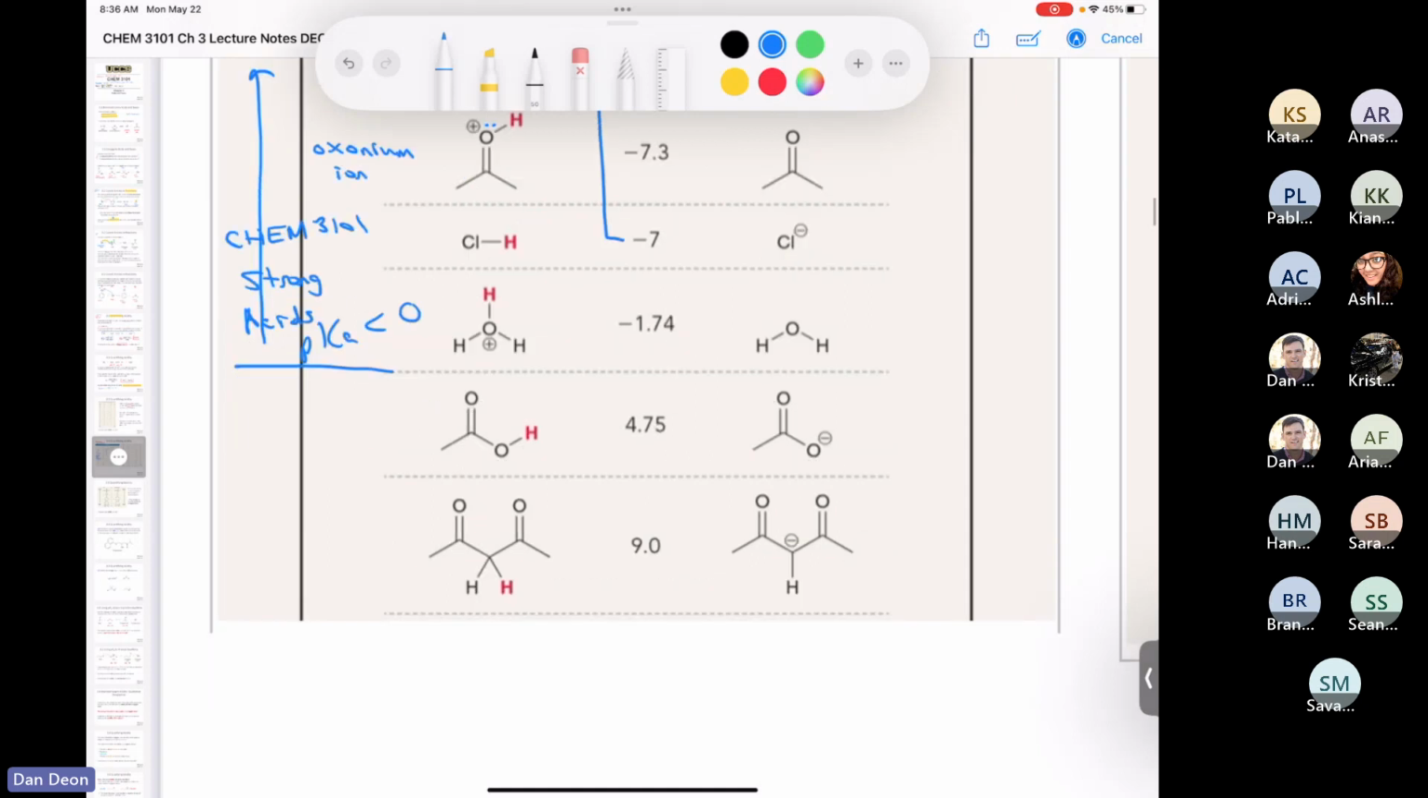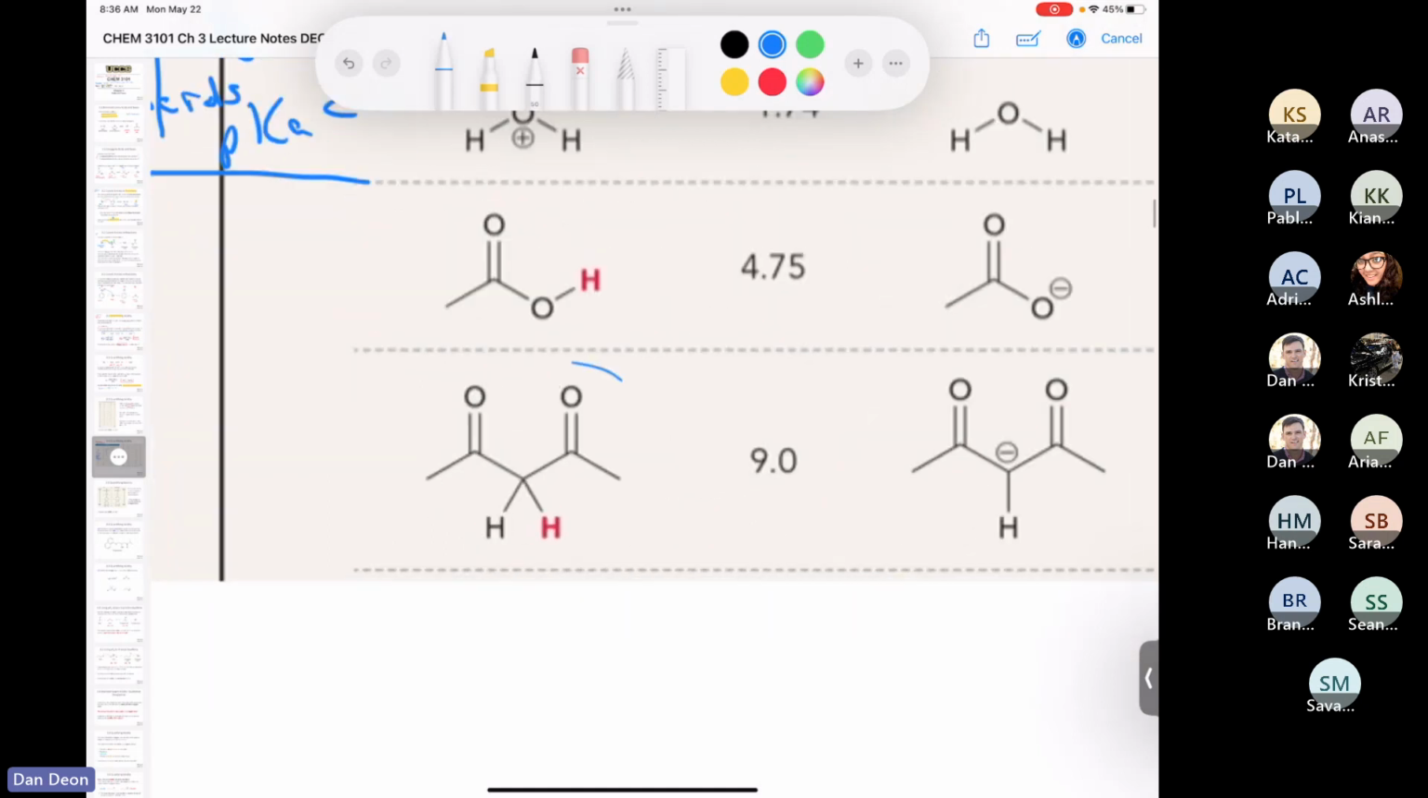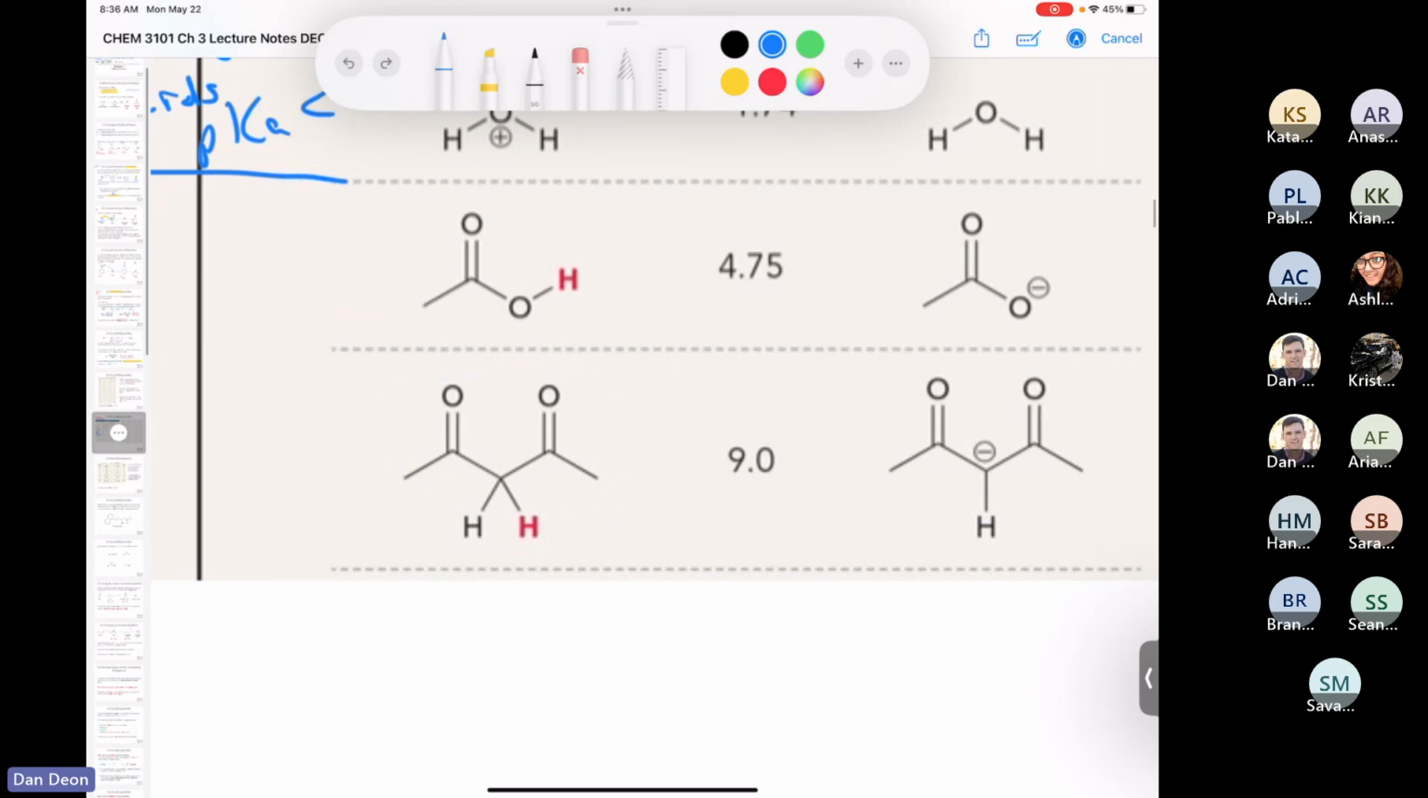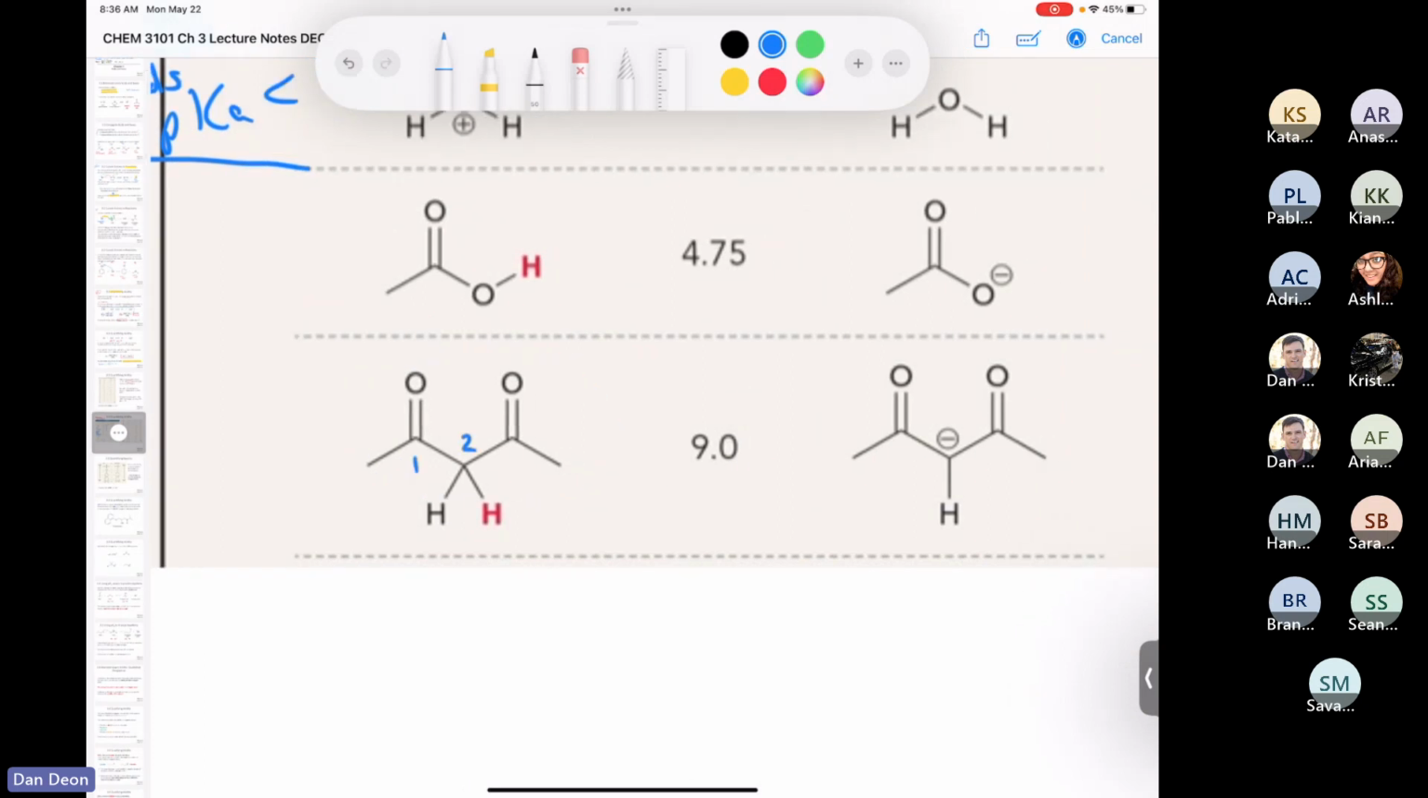The next one, if you're wondering what the heck is this thing here, this is what we call a 1,3 dicarbonyl. So if you count 1, 2, 3, we call this a 1,3 dicarbonyl. You can also call it a beta, what would you call it? A beta ketone is another way of describing it.